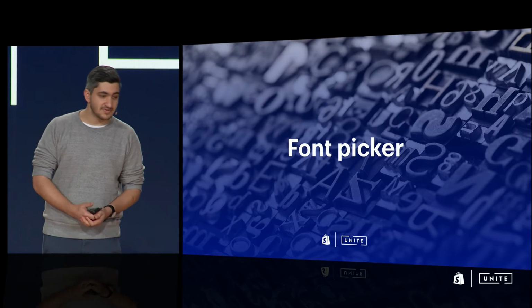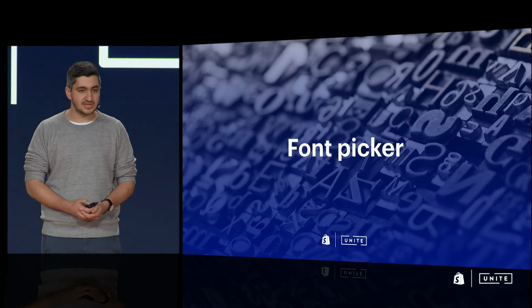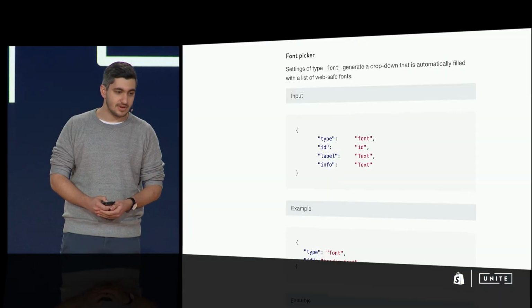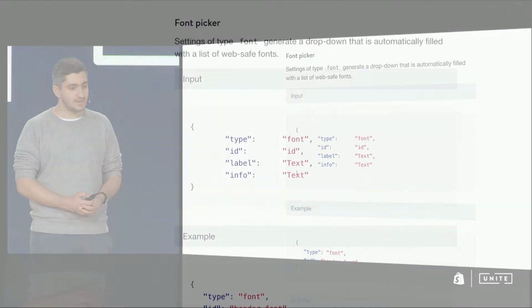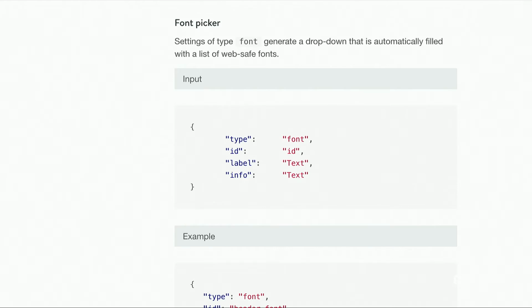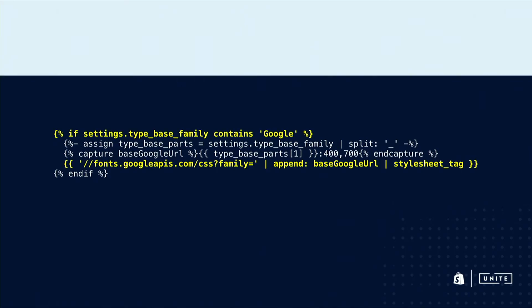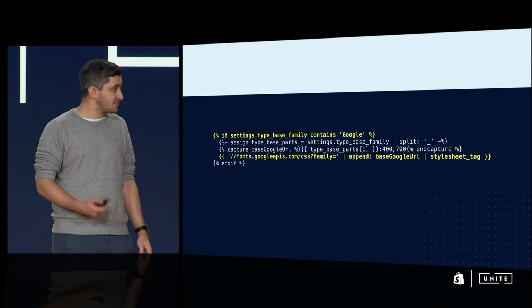Next, let's cover some improvements to our existing features, starting with fonts. Our original solution to font selection was the font setting type, which lets merchants pick from a fixed list of web-safe fonts. In practice, however, new browser features such as web fonts have made a much broader selection available. To get around this limitation, many themes, including our own, use a select setting type combined with some custom liquid logic to provide some of Google's fonts.